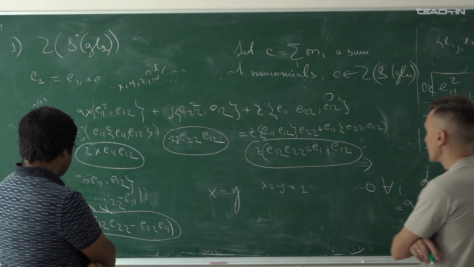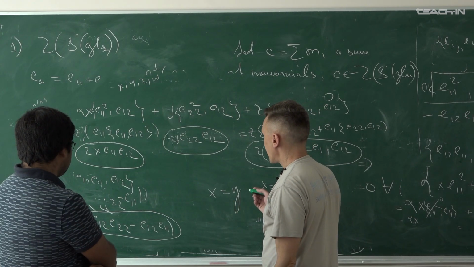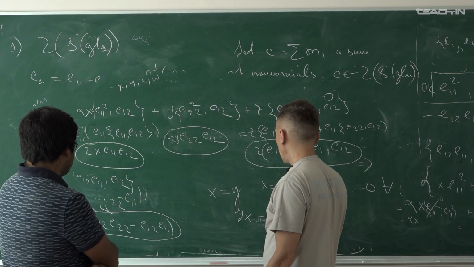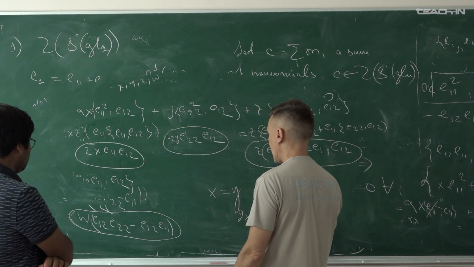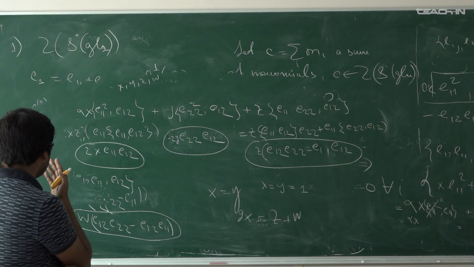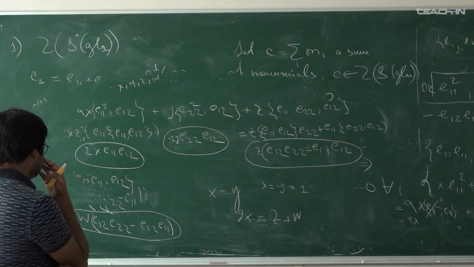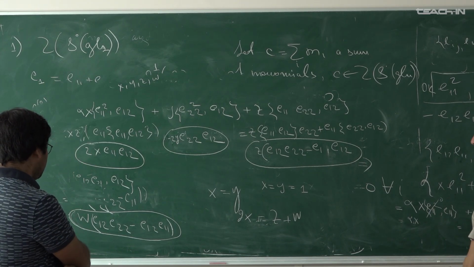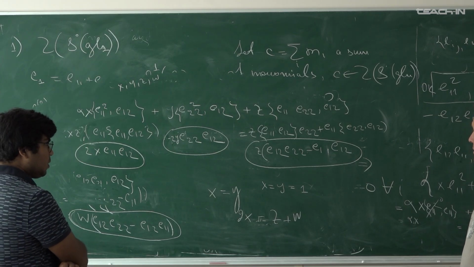Look, another condition. So x is equal to y, and the second condition is that 2x is equal to z plus w. It's the second condition.